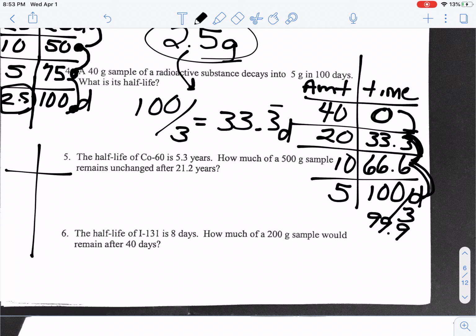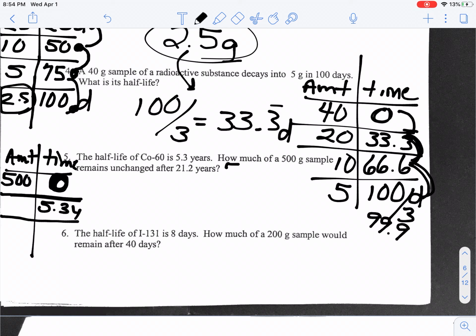Okay. Number 5 then. I'll set up my chart before I even read it: amount, time, 0. Now I'm ready to read my problem. The half-life of cobalt-60 is 5.3 years. Notice I didn't put that in the first slot, because that's when I start my stopwatch at 0. After the first 5.3 years go by, that's the half-life, so that always goes in the second slot. How much of a 500-gram sample remains unchanged after 21.2 years? So my 500 grams goes over here.